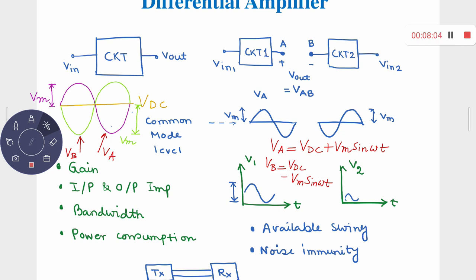Now the question is why should we go for a differential signal? Because whenever I say it's a differential amplifier, that means we provide some differential signal as input, and we get some differential signal as output. That is the basic notion of a differential amplifier, in contrast to a single-ended amplifier. Now the question is why should you go for a differential amplifier at all? Life was good with a single-ended amplifier. Hopefully you have also studied op-amp in your analog course, right?